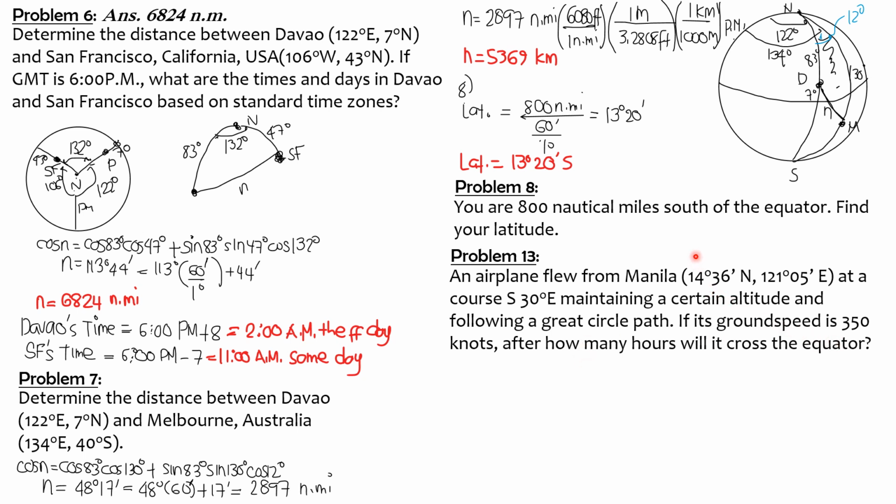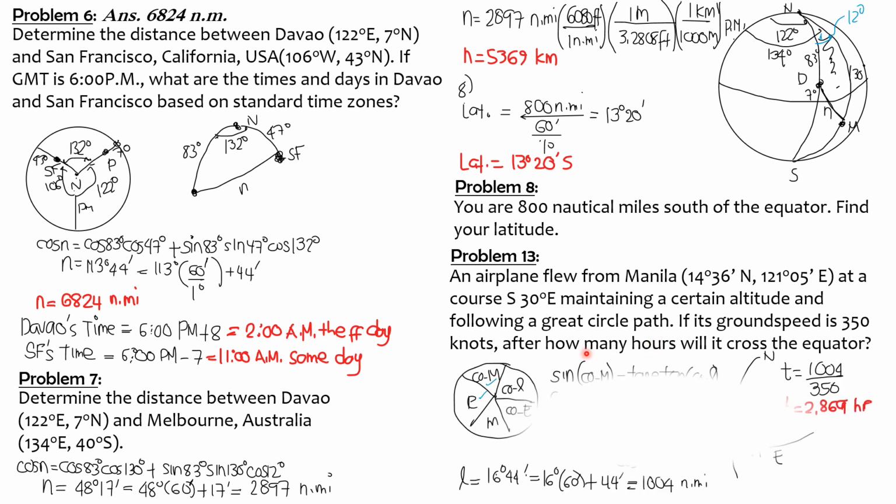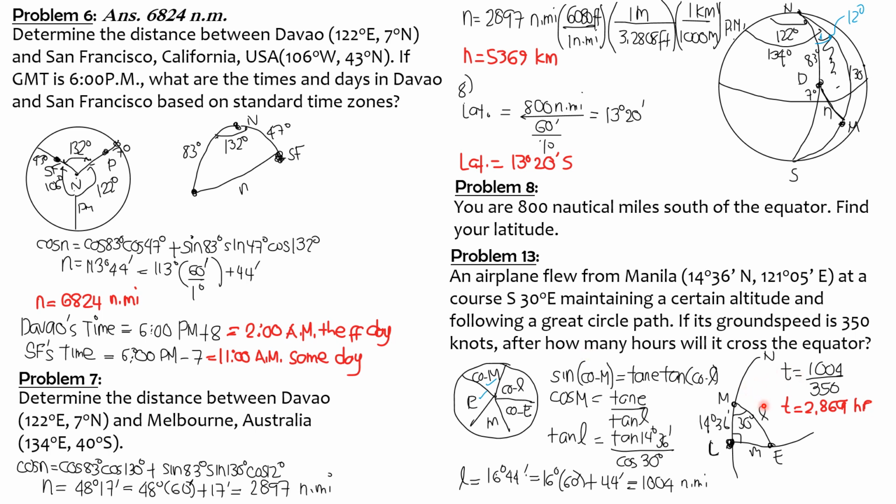The meridian through Manila and the equator form an angle of 90 degrees, so we can form a right spherical triangle. So this is the situation. This is the meridian through Manila. This is 14 degrees 36 minutes. And this is the path of the plane. And this is the right spherical triangle that I'm talking about.